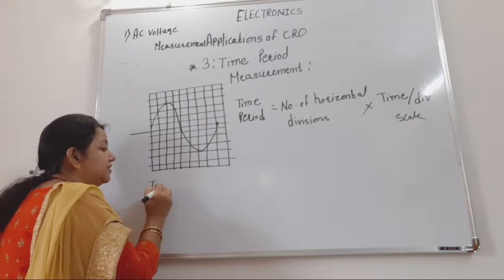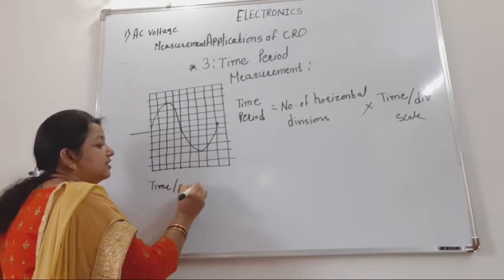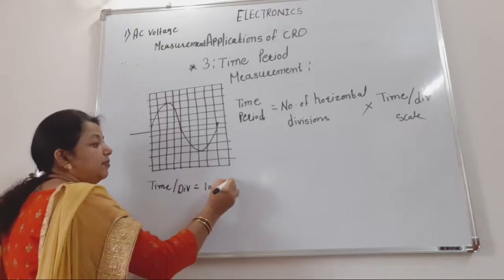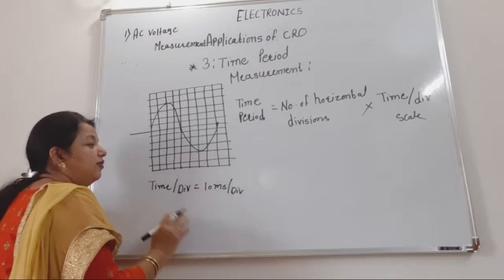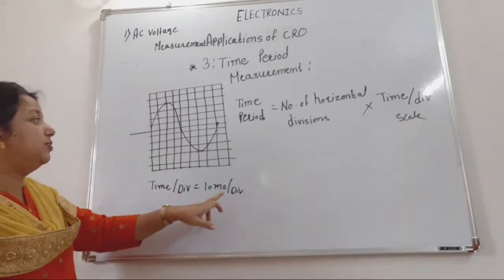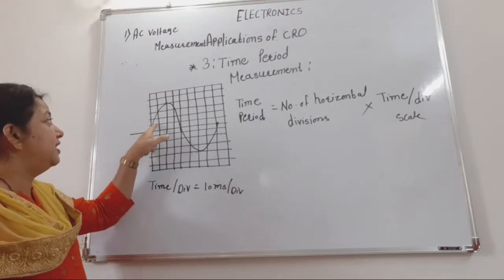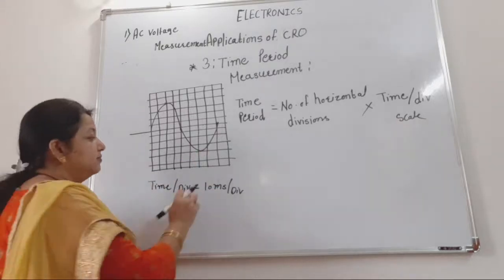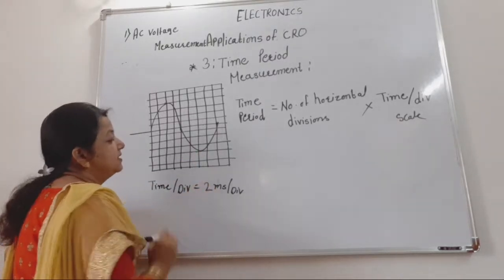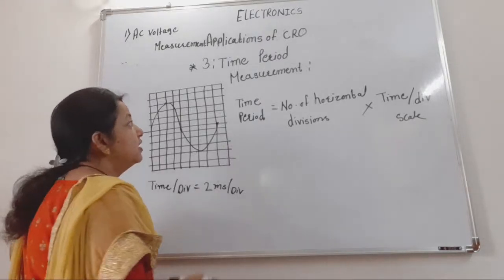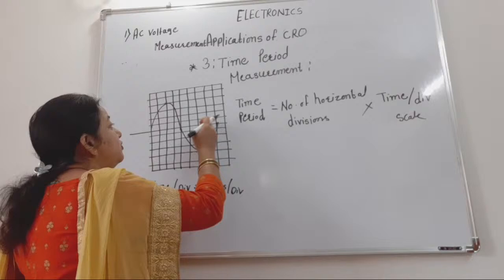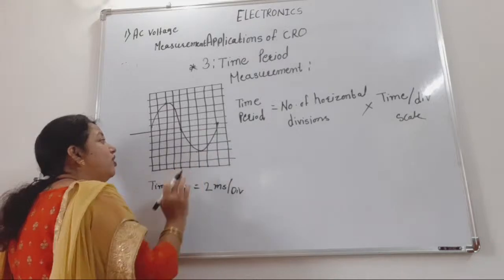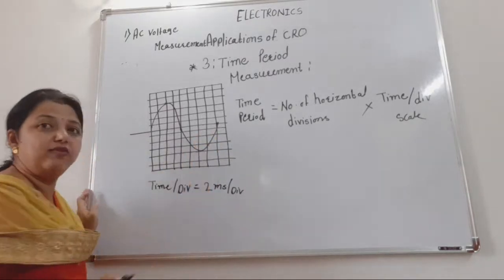Suppose the time per division scale is 10 milliseconds per division. For example, 10 milliseconds per division means that to complete one division, the wave requires 10 milliseconds. Suppose we consider 2 milliseconds, for example. To calculate the periodic time, the time required to complete one cycle of our sine wave, that is nothing but our periodic time.